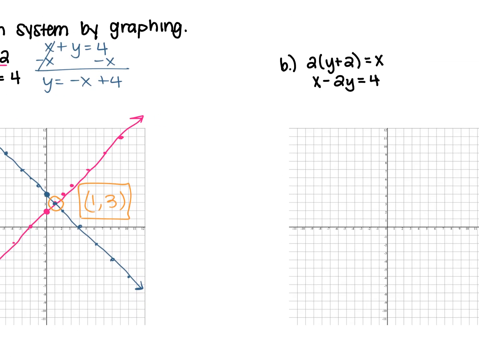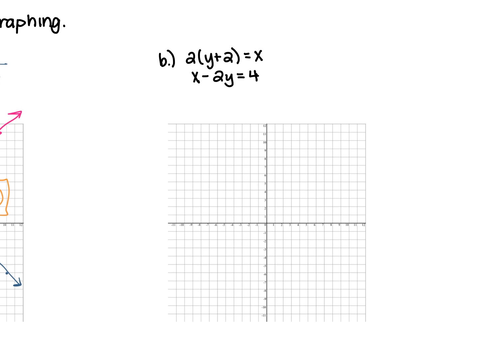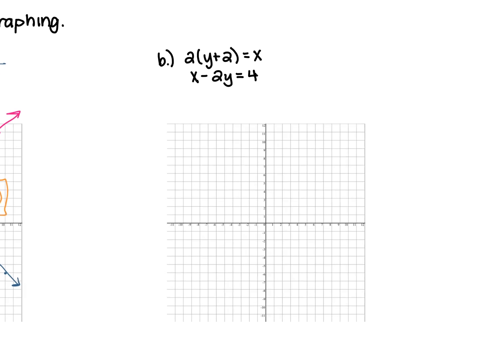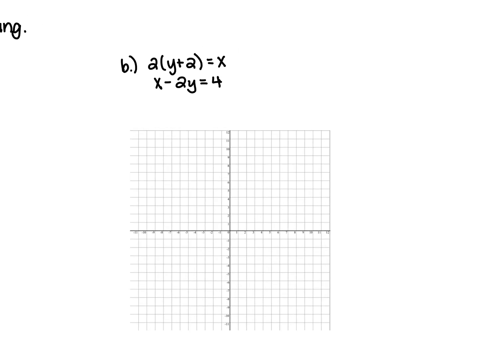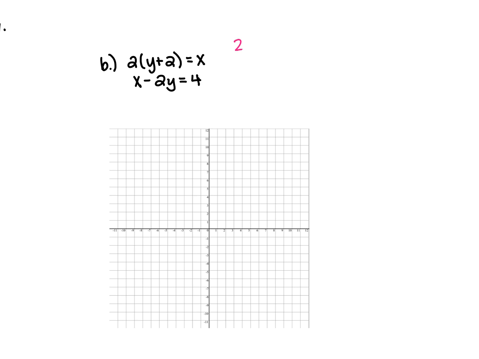For example B, you have 2 times y plus 2 is equal to x, and x minus 2y is equal to 4. For this one, on the top equation, we're going to take this 2 and first distribute it into that y plus 2. That's going to give us 2y plus 4 is equal to x. We want y by itself, not the x. So we're going to move the 4 over first by subtracting it from both sides.